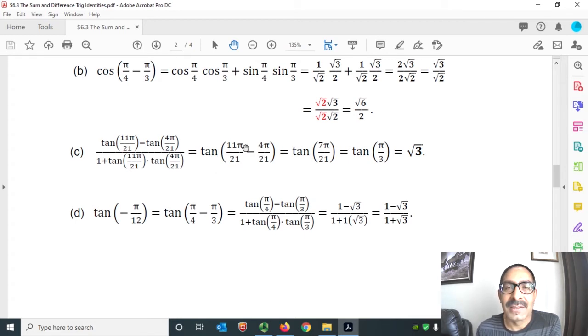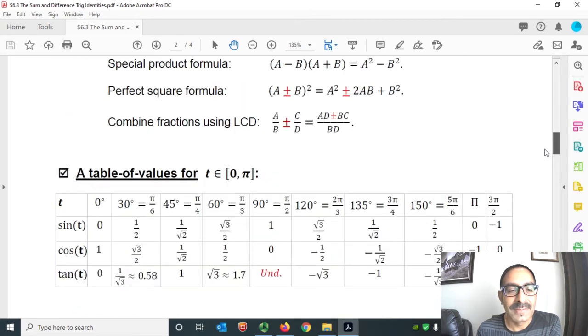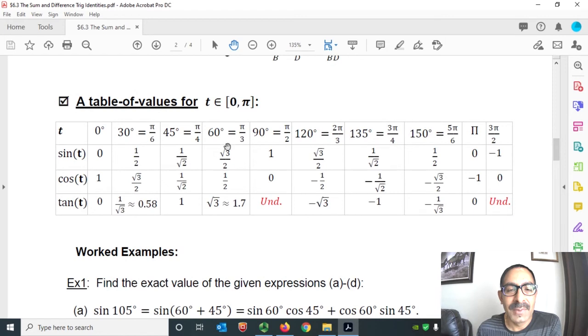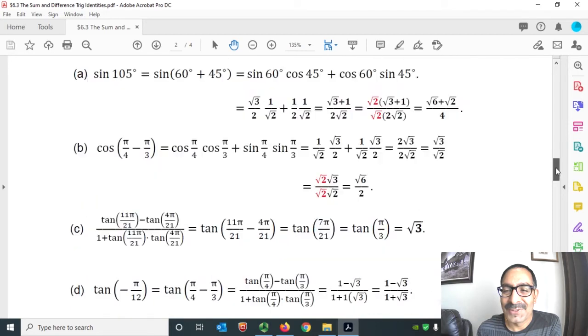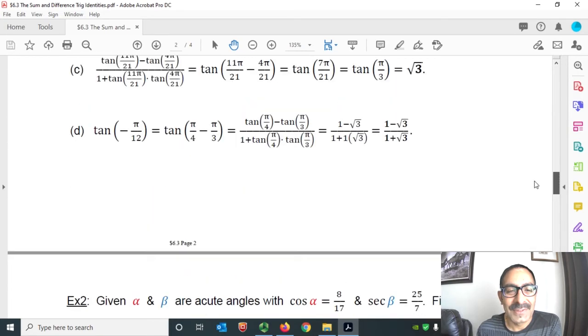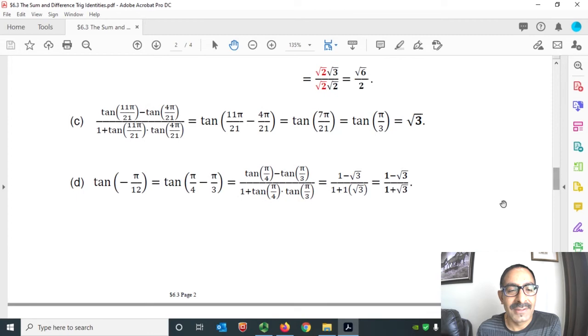Then we can simplify these fractions. So 21 is the LCD, 11 pi minus 4 pi is 7 pi. We can cancel 7 and 21. So next step, it turns out that tan of pi third, and we know tan pi third is radical 3 from this table. Let me show you the table again. So here, tan pi third is radical 3. I hope this makes sense to you all. Now let me scroll down. Great.